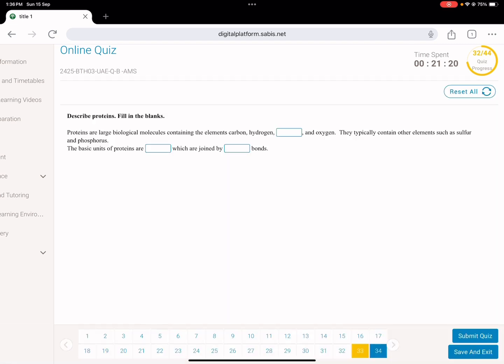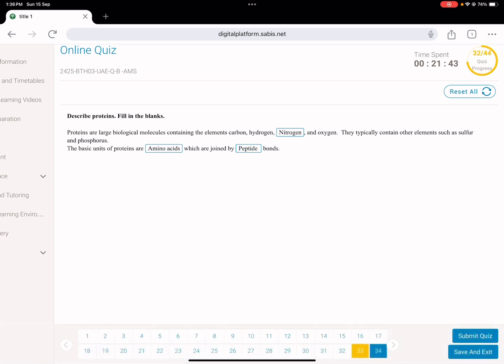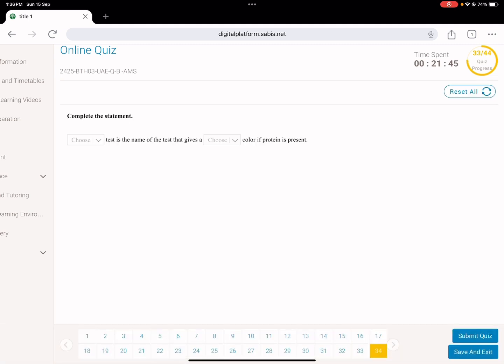Proteins are large biological molecules. They contain carbon, hydrogen, nitrogen, and oxygen, and sometimes sulfur and phosphorus. The basic units are amino acids, and they are joined by peptide bonds. Okay? Peptide bonds. So for protein, it's going to be the biuret test, and it gives a purple color if protein is present.